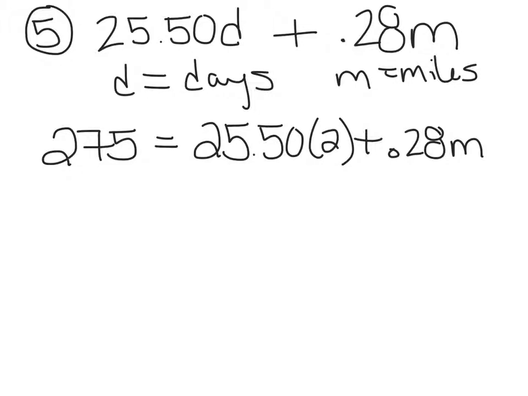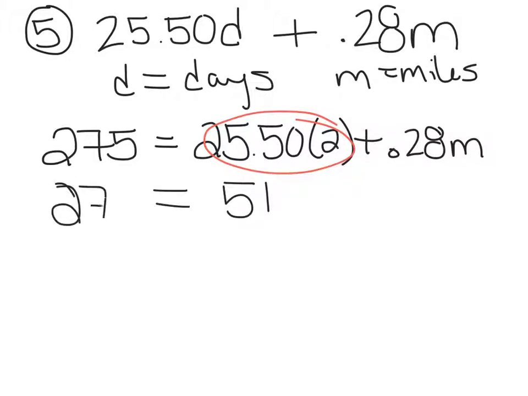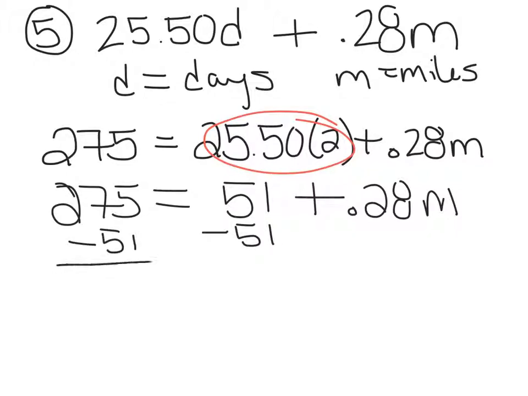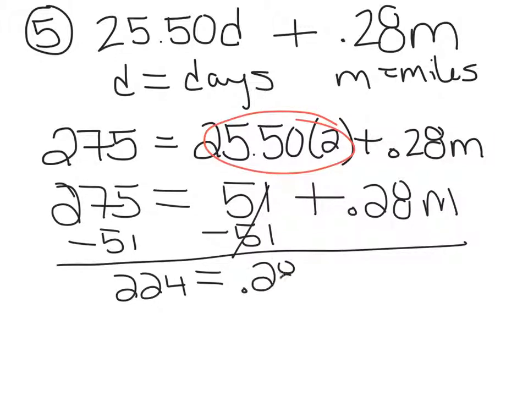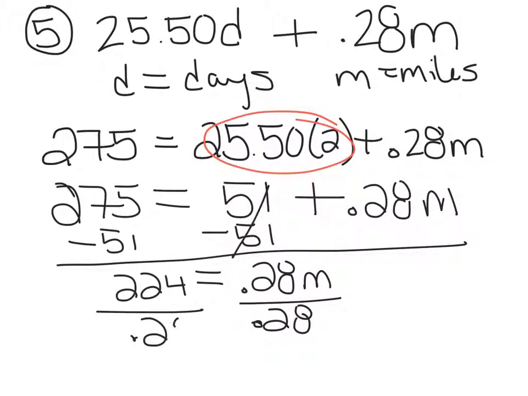Okay, so we're going to solve this, and when you multiply these two numbers together, you're going to get 51, and this still equals 275, plus we have the 0.28 or 28 cents per mile. You're going to minus 51 from both sides. 275 minus 51 is going to get you 224. It's going to equal 0.28 times M. We're going to divide both sides by 0.28. And you should get that M equals 800. So we can go a total of 800 miles.